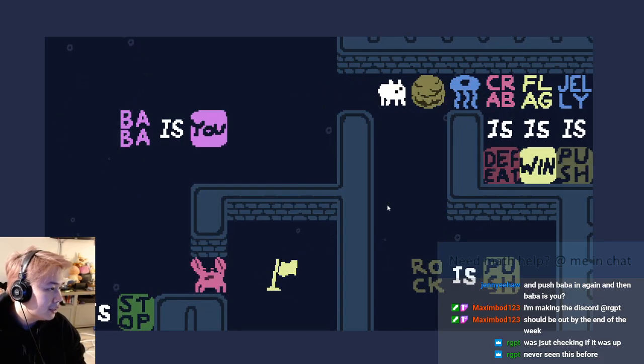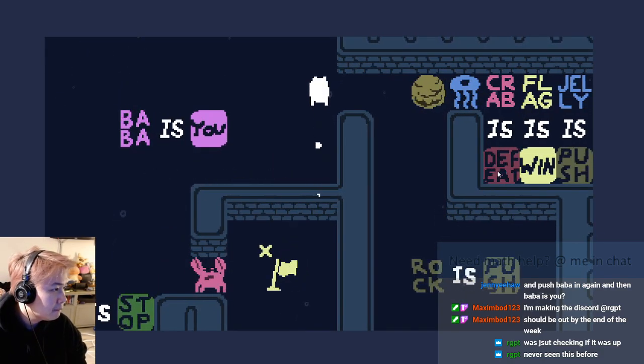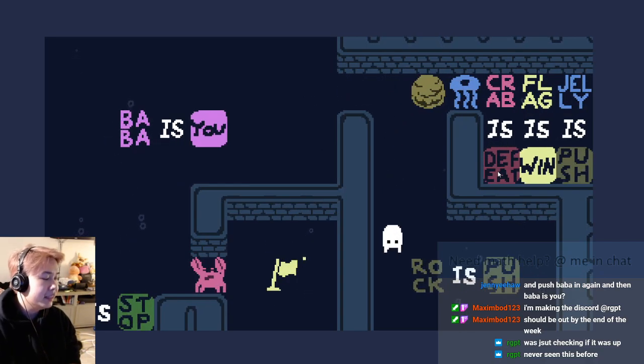And then if I push it twice, then I create the win condition. Flag is win. Now I need to touch this flag somehow. The issue is, crab is defeat. So if I go and touch this crab, I die. So then I also have an undo button. And then we're coming up with this strategy. We can try to push this rock into here.